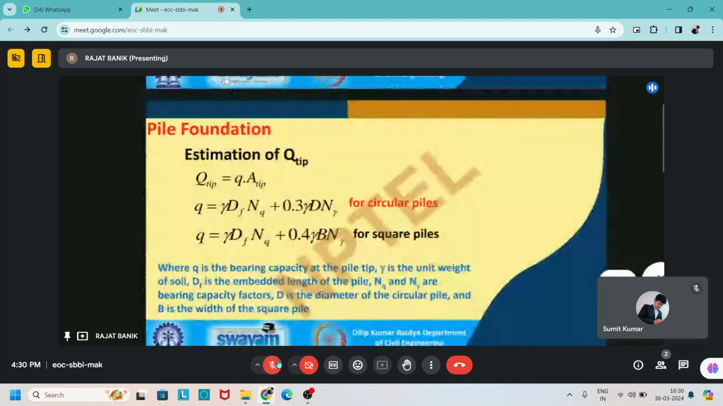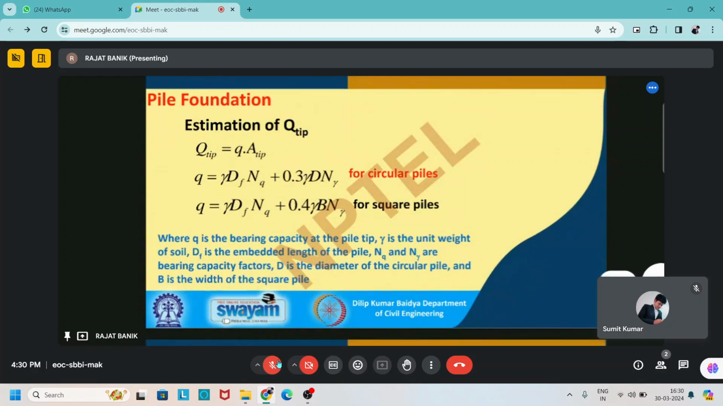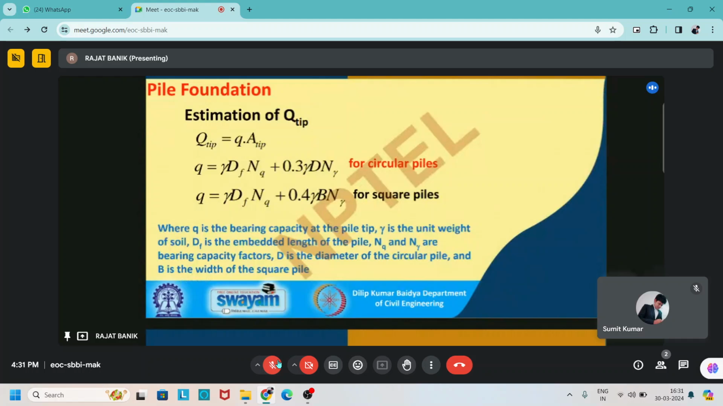Now find out the total tip load, which is equal to q into A tip, where q, if you consider it as a shallow foundation, is equal to gamma Df Nq plus 0.3 gamma D N gamma for circular piles, and gamma Df Nq plus 0.4 gamma B N gamma for square piles.